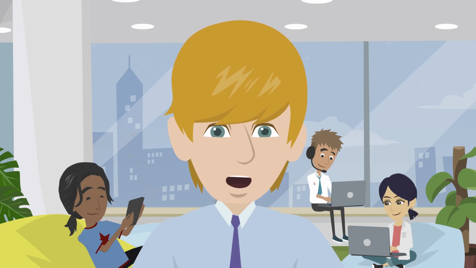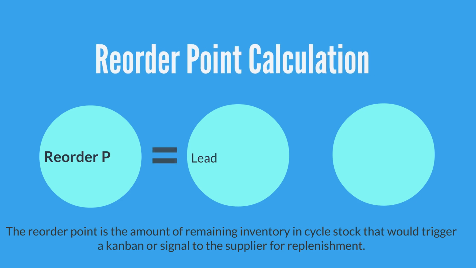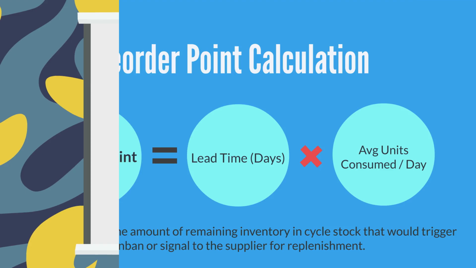Step 5, calculate the reorder point. The reorder point equals the lead time in days times the average units consumed per day. The reorder point is the amount of remaining inventory and cycle stock that would trigger a Kanban or signal to the supplier for replenishment.